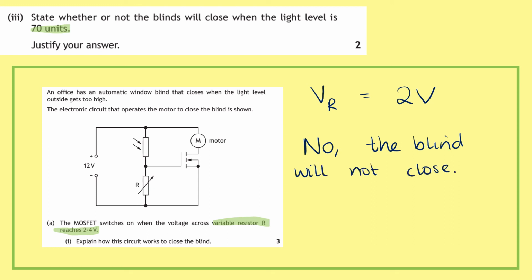This is because the voltage of the resistor is at 2 volts, and 2 volts is less than the 2.4 volts it needs to reach to activate the MOSFET and let the motor turn on. So 2 volts is too low, it's less than the 2.4 it needs, so the blind will not close.